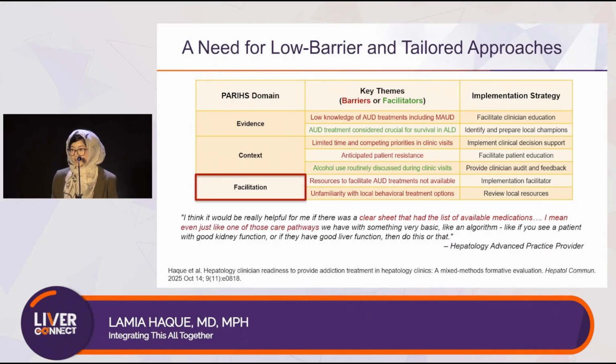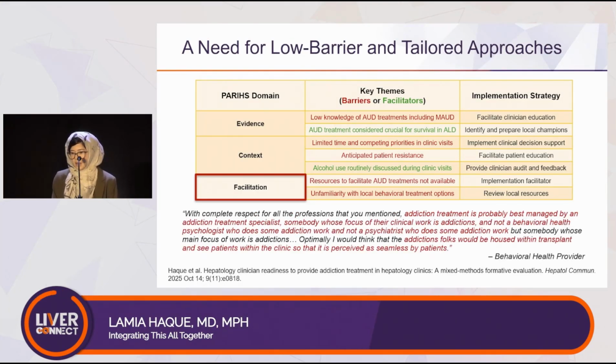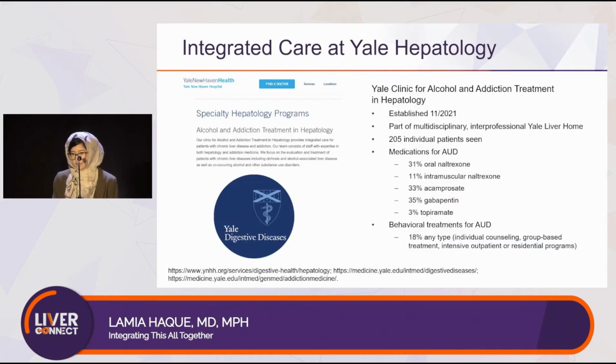When it comes to what might help, clinicians felt that algorithms and clinical decision support tools may be things that can make it easier to start prescribing medications for patients. But there were also some who felt that a dedicated addiction clinician in the clinic would be a more effective model. So I wanted to quickly highlight what our model looks like, which is a little different from the Michigan model that has a lot of different clinicians working together.